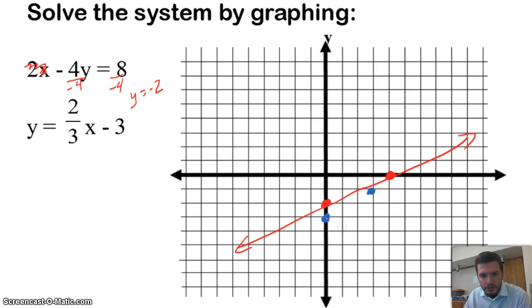So right here. All right, and then it looks like, well, the way I graphed it, it looks like they cross right at 4 comma 0. So, okay, there you go, right there. So 4 comma 0 will be our answer for this one.